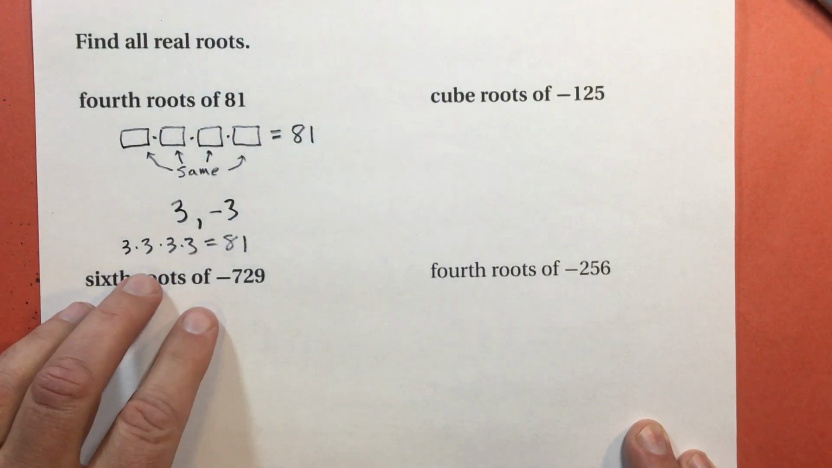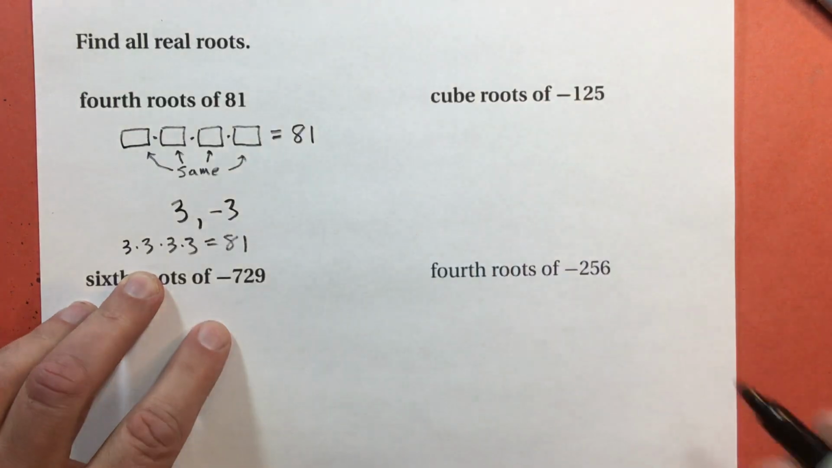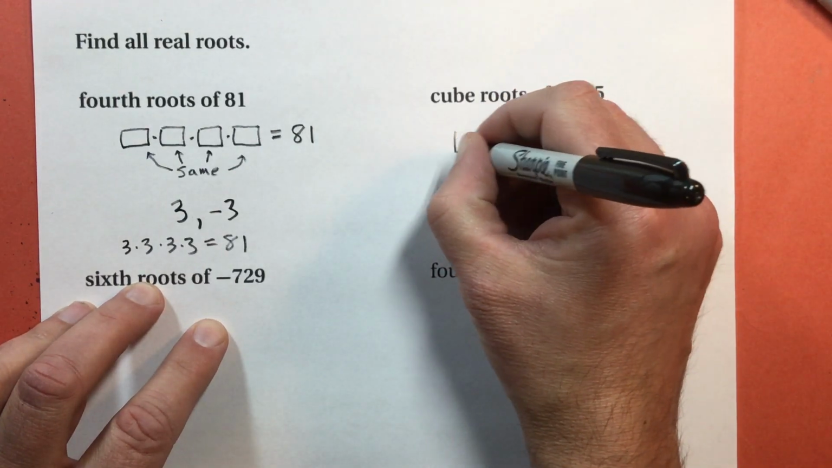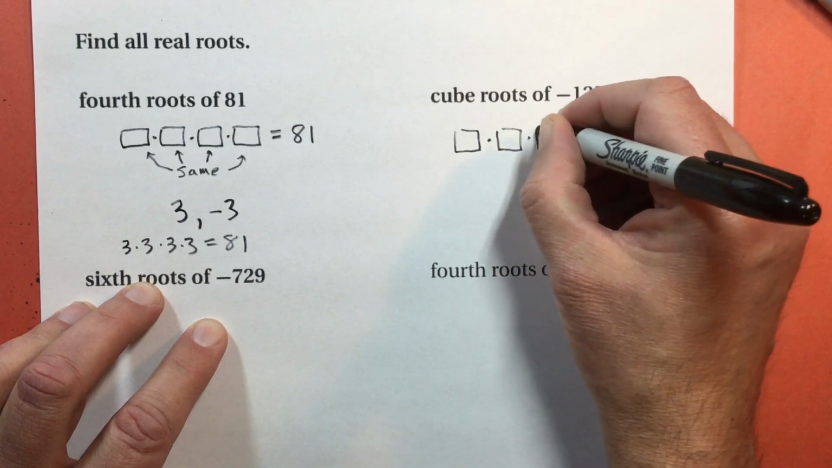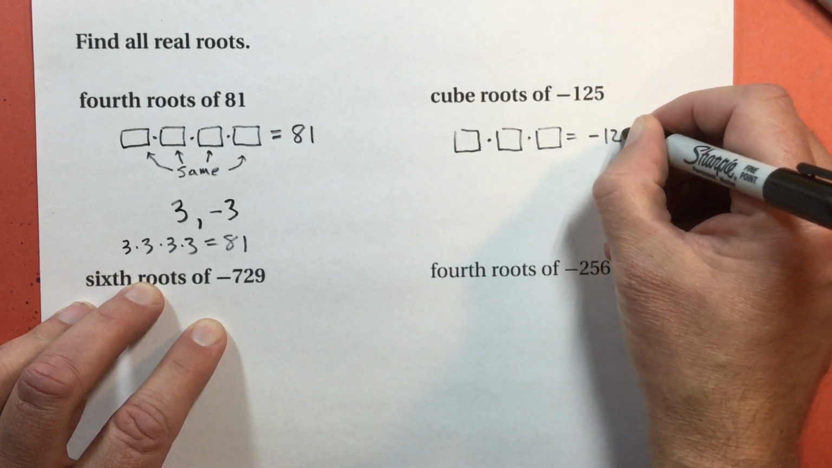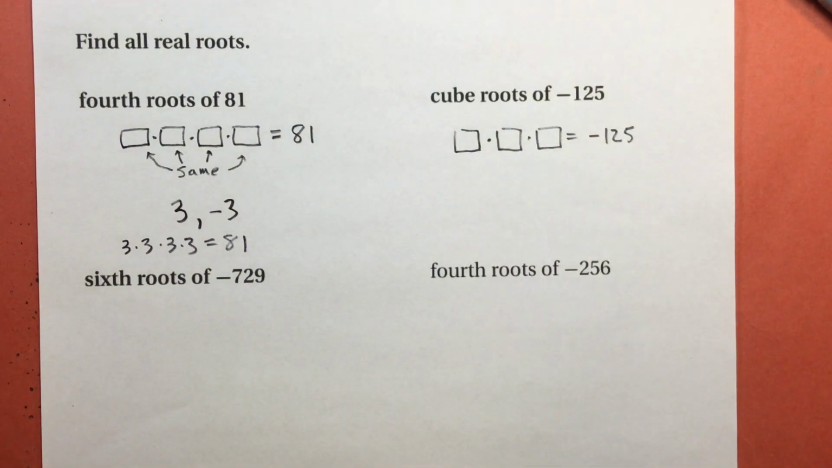So that's what's going to happen here. It's going to be a little different with cube roots. What I'm asking for here is what number times itself equals negative 125. So again, you can do it by trying different things. We just said that 3 times 3 times 3 equals 27. So it's not going to be that.